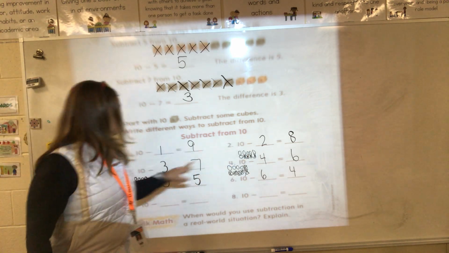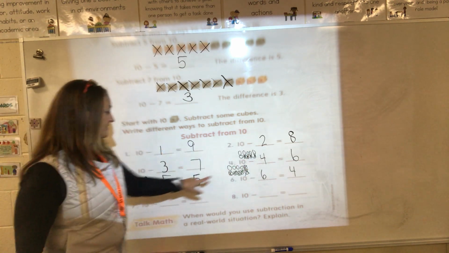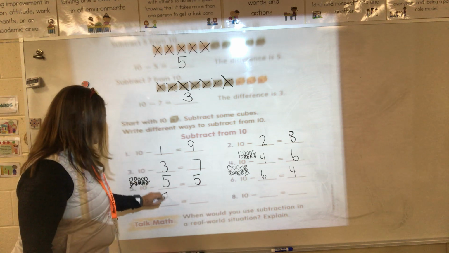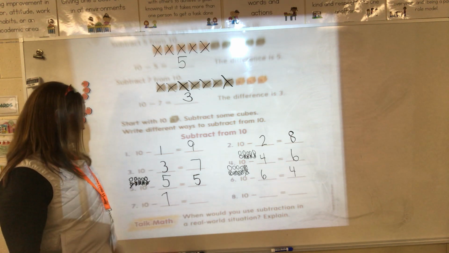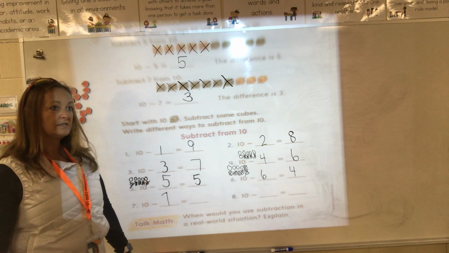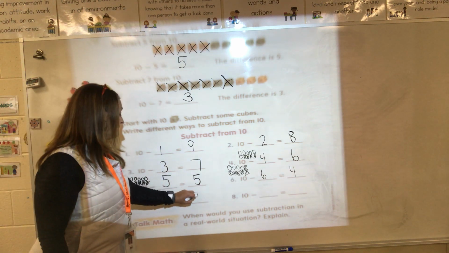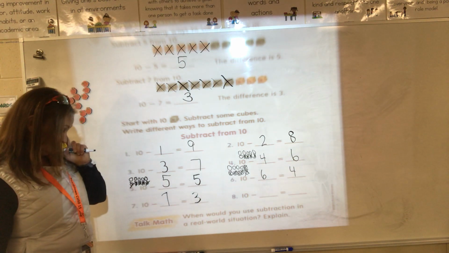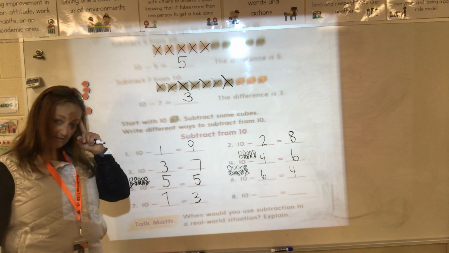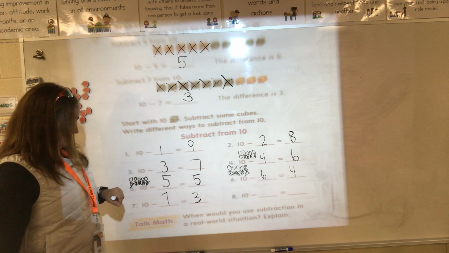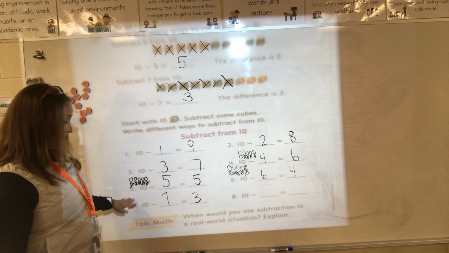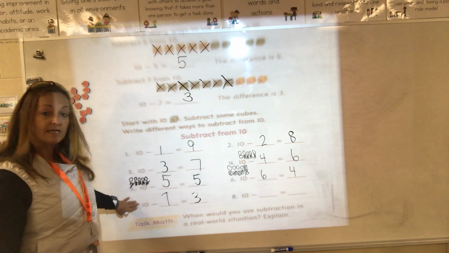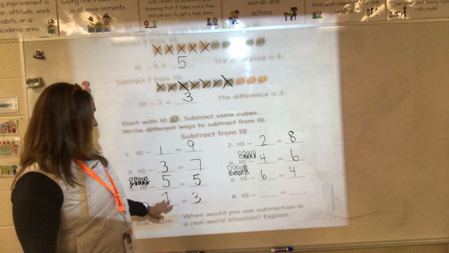1, 2, 3, 4, 5, 6, 7. 10 minus 7 is 3. I could do that one here also. Again, if I want to draw a picture to check my work, I can draw a picture to check my work. So I've already used through 7.